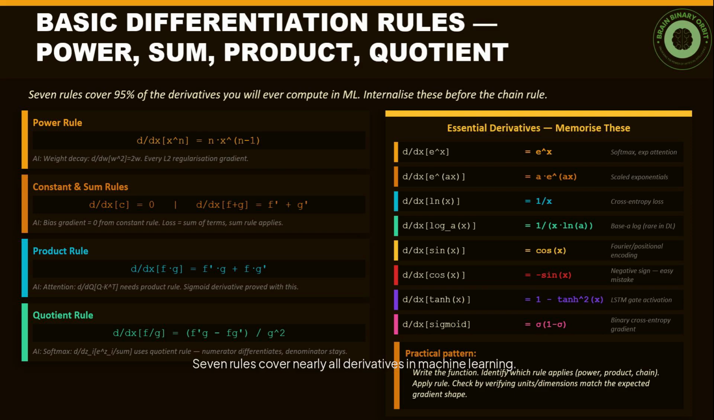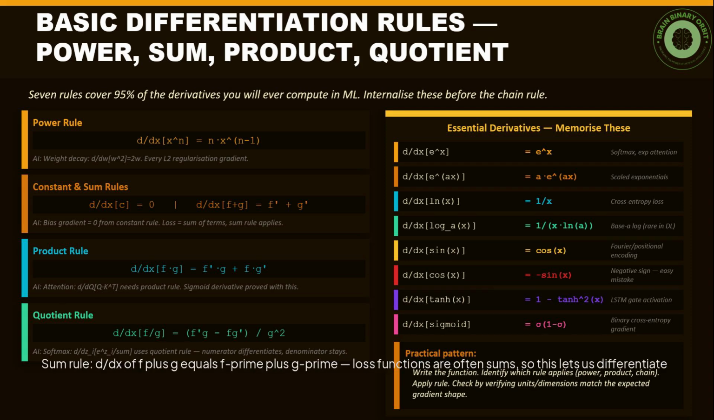7 rules cover nearly all derivatives in machine learning. Power rule: d/dx of x to the n equals n times x to the n minus 1. This gives us weight decay. The gradient of w squared is 2w, so L2 regularization adds 2 lambda w to every gradient. Constant rule: d/dx of any constant is 0, so bias gradient contributions from constants vanish.